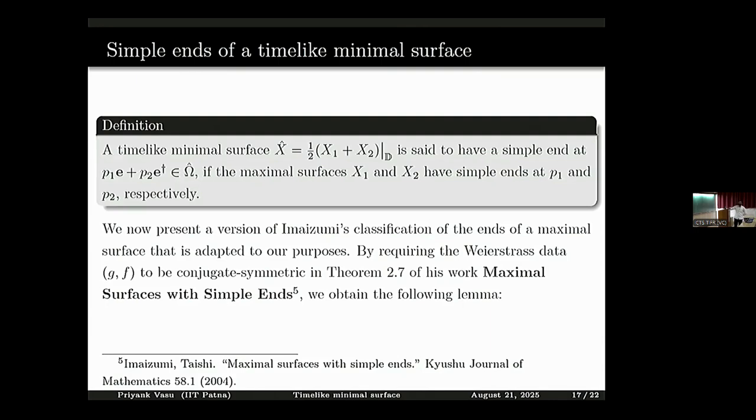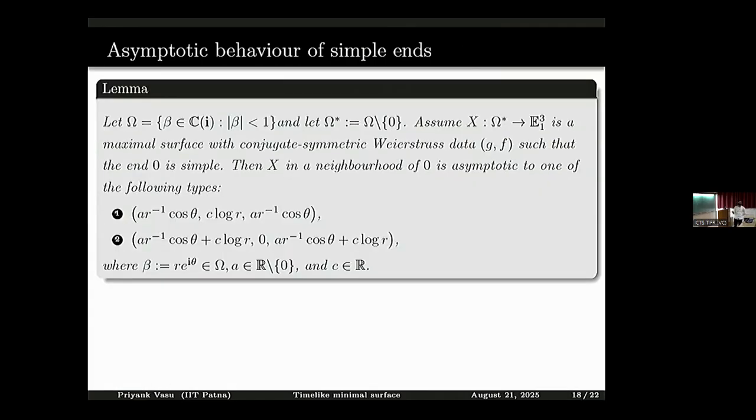But what we have done is put in the symmetric conjugate, because we need the restriction to be from split complex to split complex. So keeping that change in mind, we have proved the theorem from Imaizumi's work in this way. The maximal map with conjugate symmetric Weierstrass data has simple ends, with asymptotic behavior that looks like this.